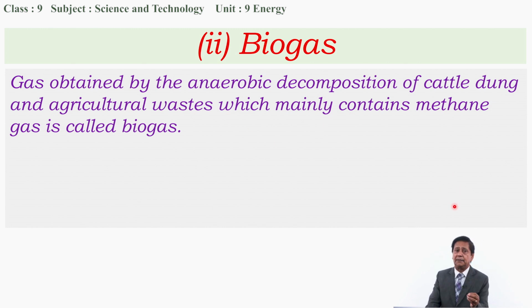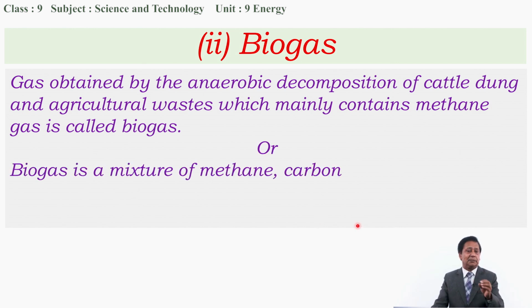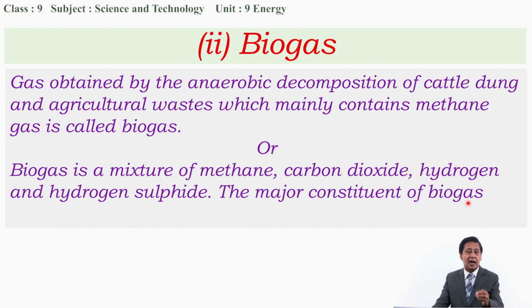But in the context of composition, we can say it like this also. Biogas is a mixture of methane, carbon dioxide, hydrogen and hydrogen sulfide. The major component is methane, which is 65% in biogas. The major constituent of biogas is methane. You have to remember this is 65%. In the sense of composition, we can define biogas this way, but in the sense of preparation, we can define biogas in the first way.